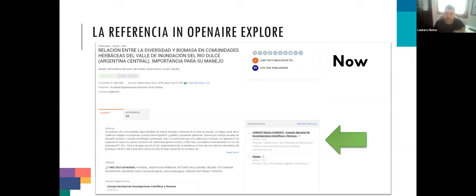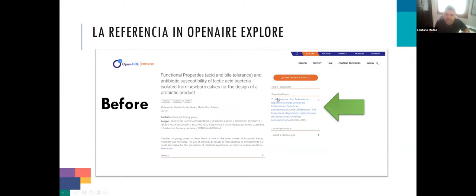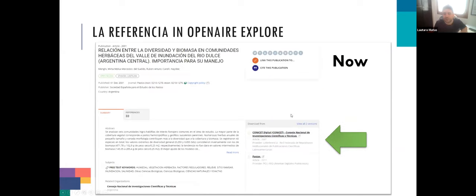After this work, you can note that La Referencia is the only organization mentioned here. But now, after the improvement of the OpenAIRE Explorer interface, and also by the work that we did providing some extra information in the records, individual repositories are being identified and presented in the OpenAIRE Explorer.